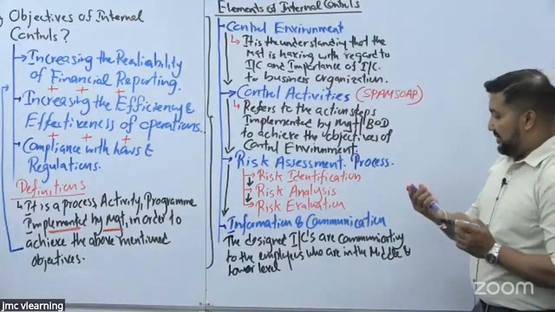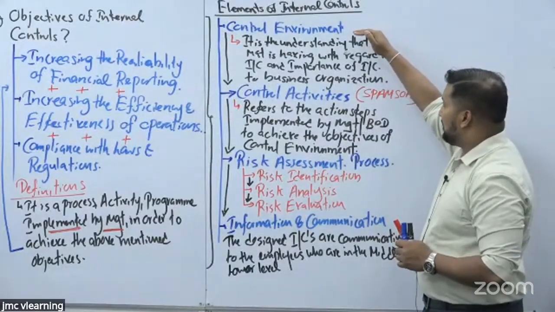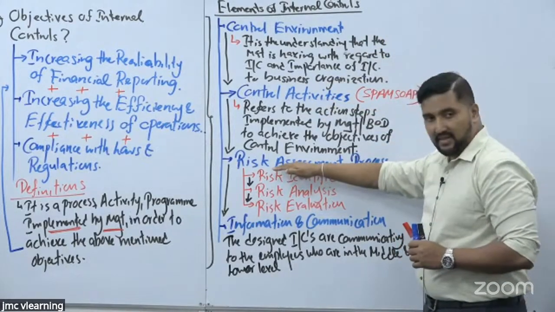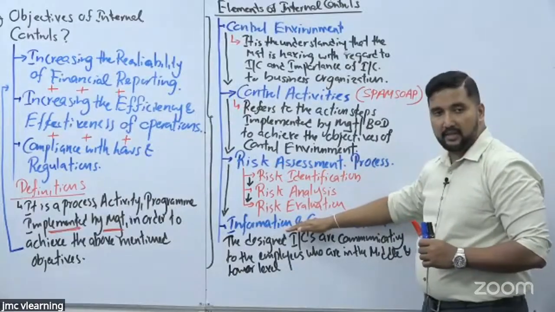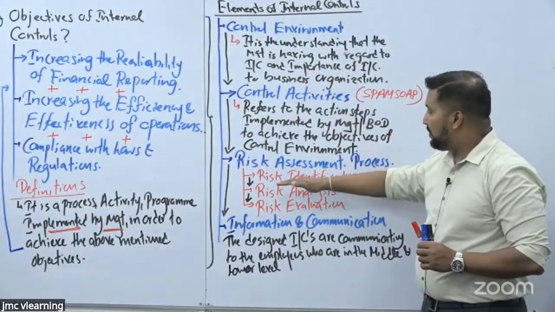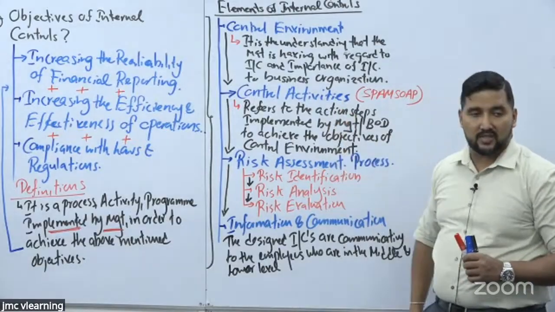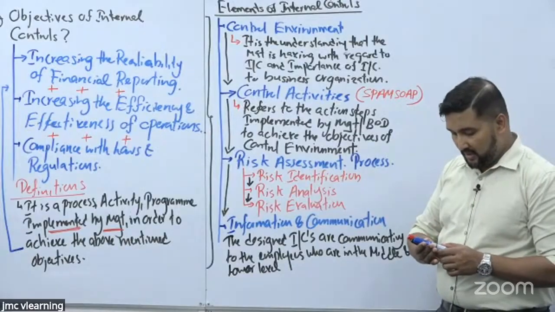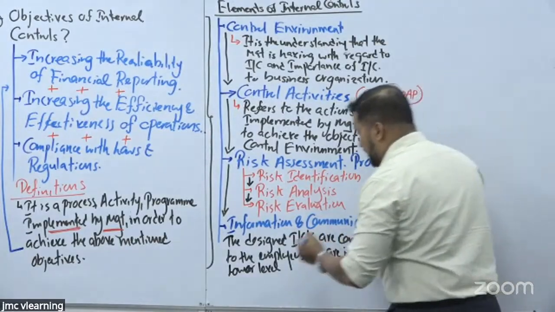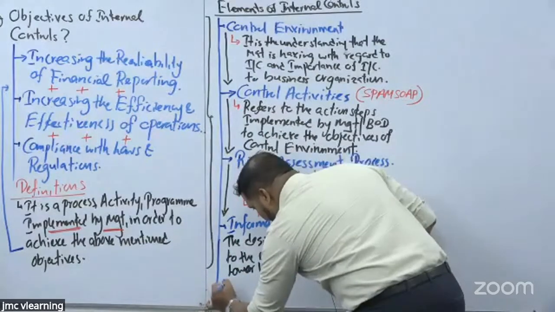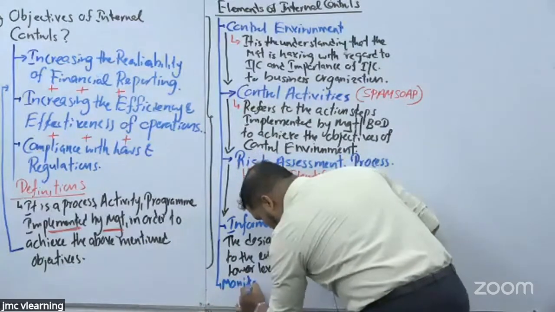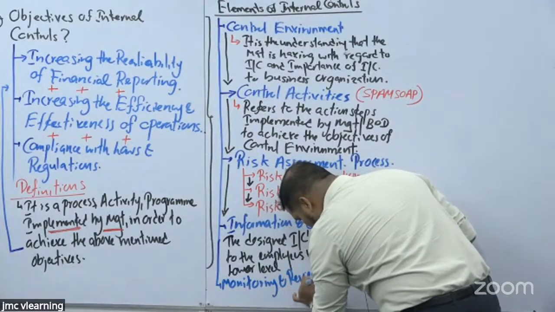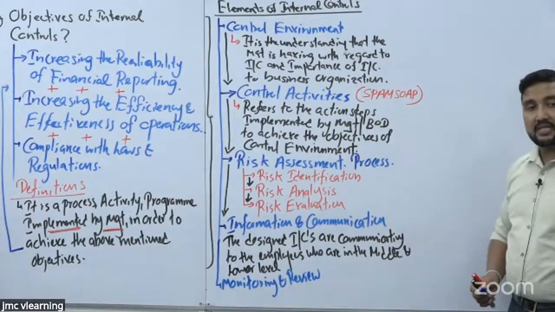So you will be having a good control environment, good control activities, proper risk assessment, plus information and communication. All these four elements will lead to a better internal control system. Then you will be having the final element, which is considered as monitoring. Monitoring and review. That also has to happen.